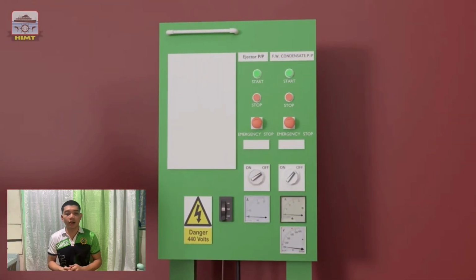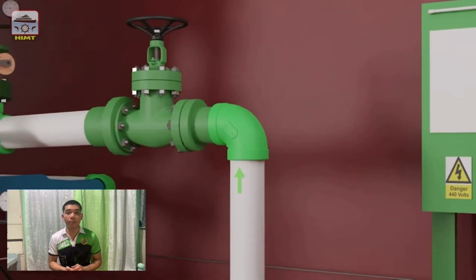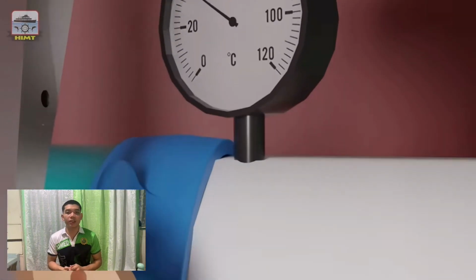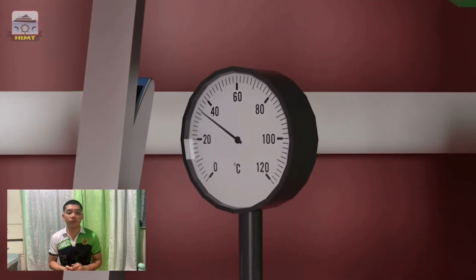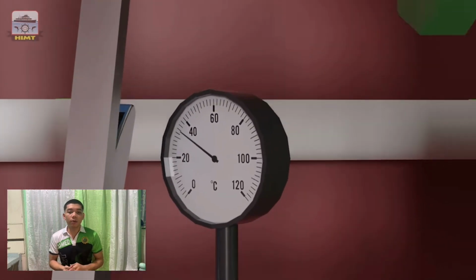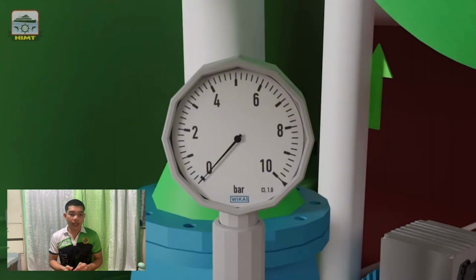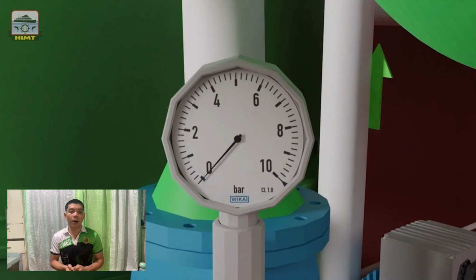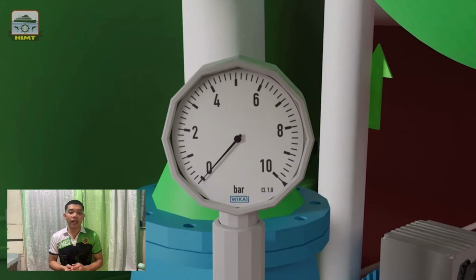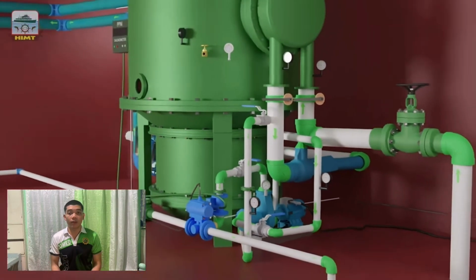This is the electrical panel, which is used to start the ejector and distillate pump. We also have thermometers installed at the inlet and outlet of the jacket water, responsible for temperature monitoring and control during the distillation process. And this is the pressure gauge at the discharge side of the distillate pump, responsible for reading the pressure at the pump's outlet, allowing for performance evaluations.